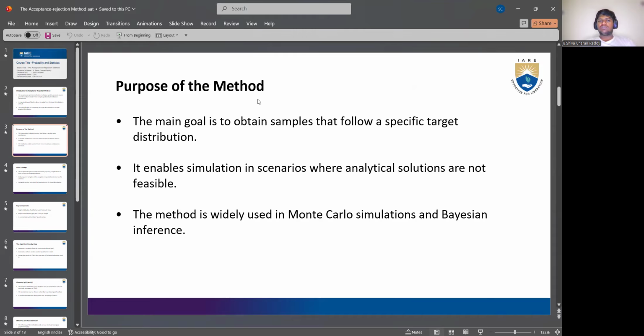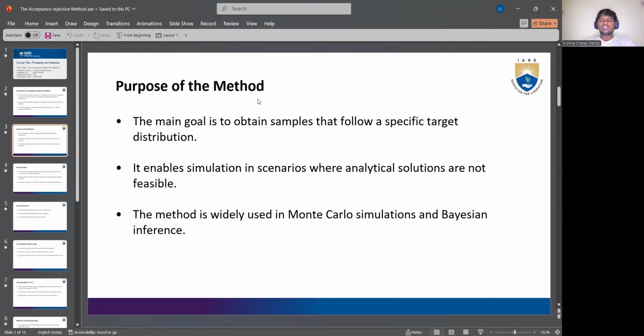Well, coming to the purpose of the method, the main goal is to obtain samples that follow a specific target distribution. It enables simulation in scenarios when analytical solutions are not feasible. This method is widely used in Monte Carlo simulations and Bayesian inference. So the main goal of using this method is to obtain samples that follow a specific target distribution, while the final reason is that we need to achieve the proper complex probability distribution.